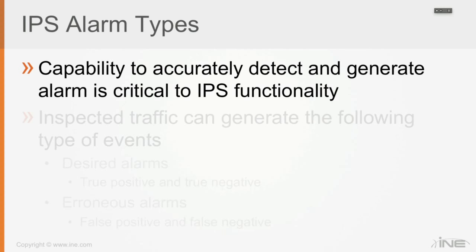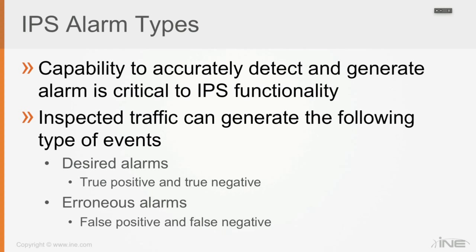Now, based on the inspected traffic and matching that traffic against the signatures or the network learning functionality, we have two types of alarms. We have desired alarms, the type of alarms that we want the IPS to fire: true positive and true negative. And erroneous alarms, or false alarms, which we wouldn't want the IPS to trigger: false positives and false negatives.